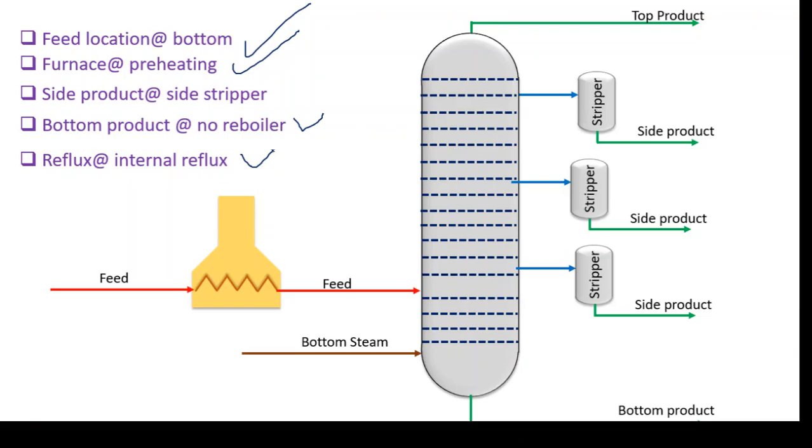We have to go through the energy and material balance of all these sections. We have to go for the feed section, the bottom section, and the stripper sections for the energy and material balance. That's what we are going to do in the second unit.